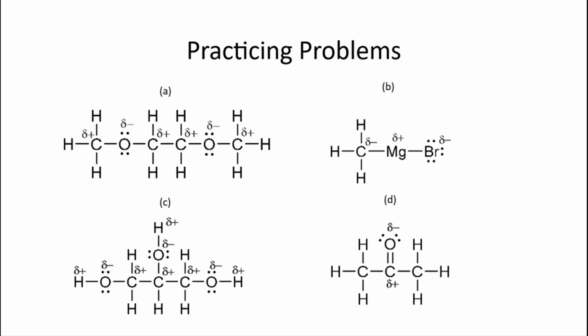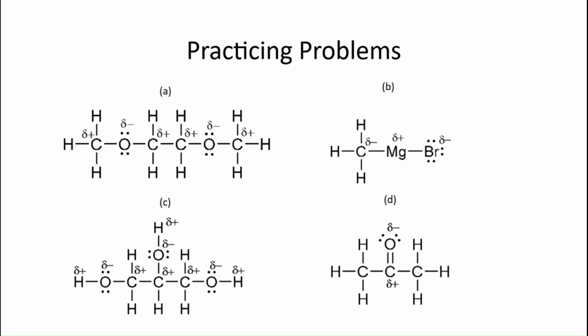For each CO bond, the O will be electron-rich delta minus, and the C will be electron-poor delta plus, as shown. In structure B, carbon is more electronegative than magnesium, so the C will be electron-rich delta minus in a CMg bond, and the Mg will be electron-poor delta plus.